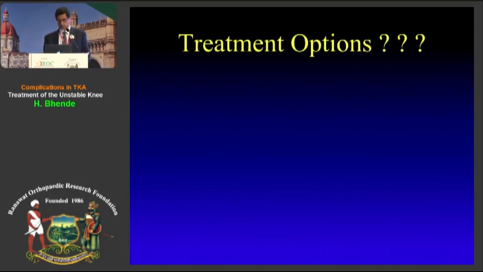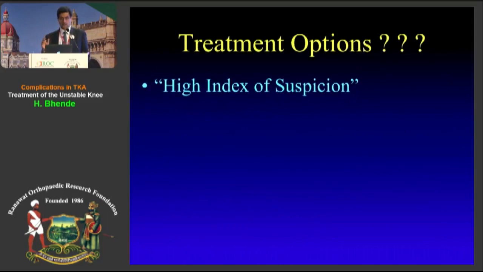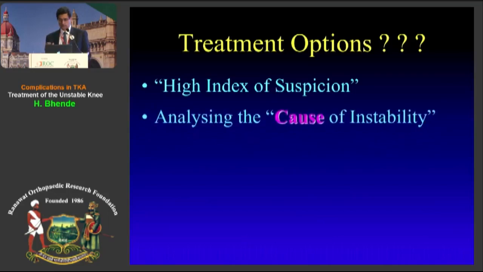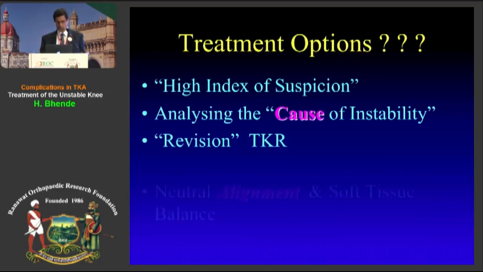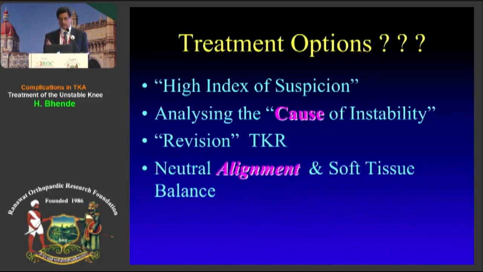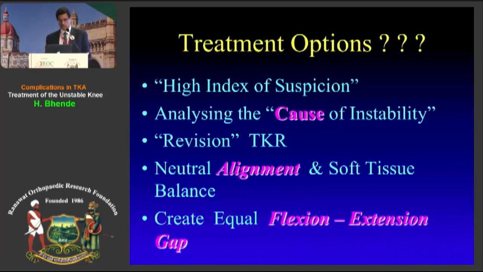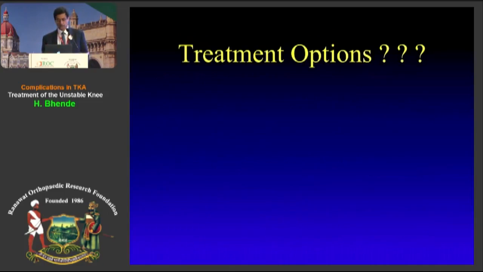So if you diagnose it, then what are the treatment options? The surgeon must have a high index of suspicion about this. You must analyze the cause of instability, and this is very, very important. If you don't analyze why the knee is unstable and pinpoint the cause, treatment may not be successful. So when you do a revision TKR, because an unstable knee has no conservative options, you have to revise the knee. You must make sure that we recreate the neutral alignment and a proper soft tissue balance. We must make sure that there is an equal flexion extension gap.